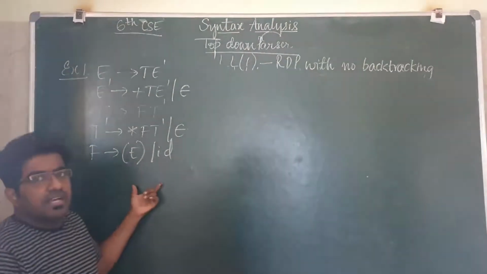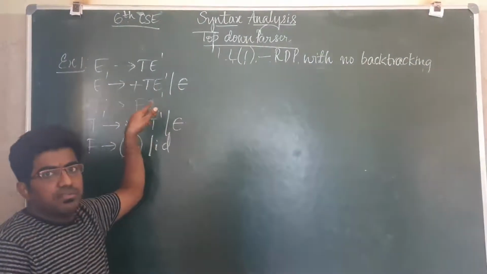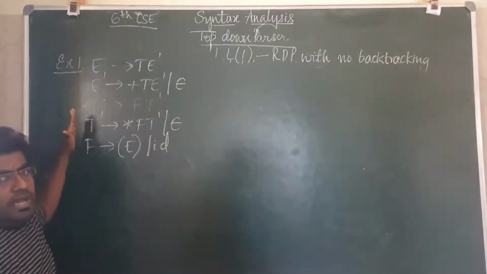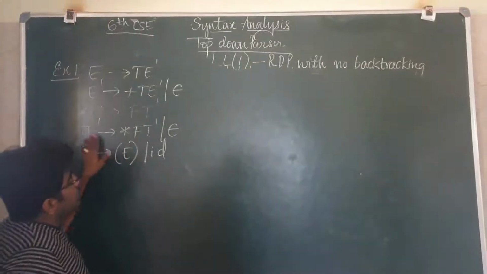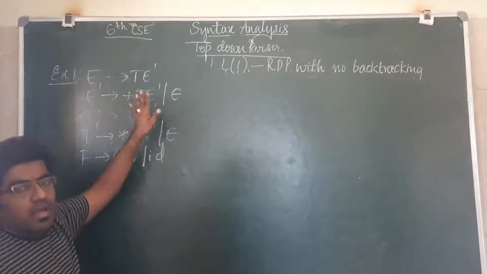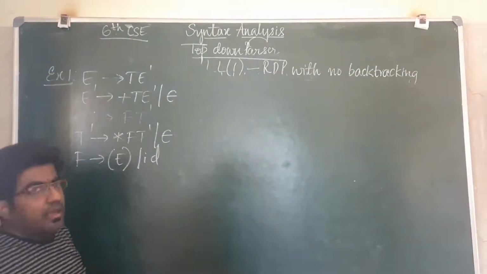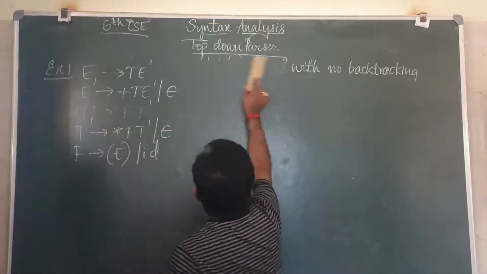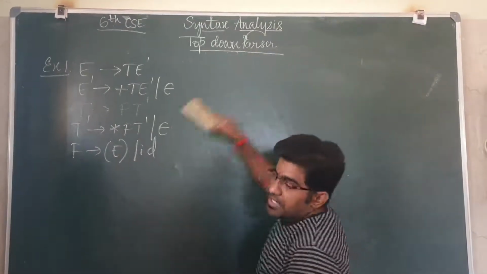Understood? This grammar is suitable for which type of parser? Top-down parser. We have to consider these types of grammars only. Okay, keep that in mind. By keeping that in mind, I have taken an example. Now we'll construct the LL(1) parser. First step, we have to compute the first and follow functions.